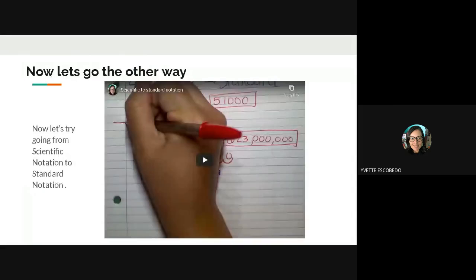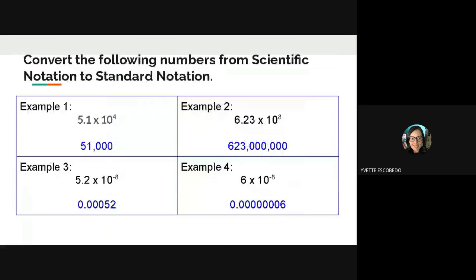So now we're going to go the other way. If we are starting in scientific notation, we're going to practice turning this into standard form. Go ahead and watch this video, and then you're going to put your answers into the Google form from the video. So here are the problems from the video. You're going to put these answers into your Google form as a class for the problems as a class.